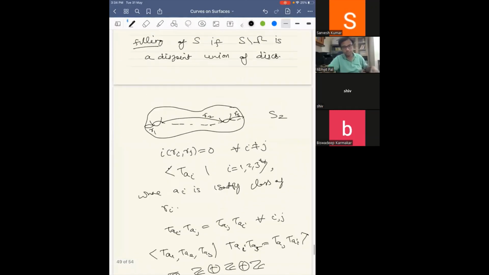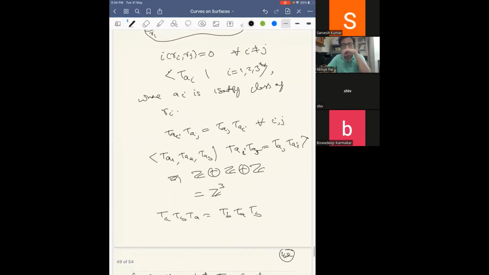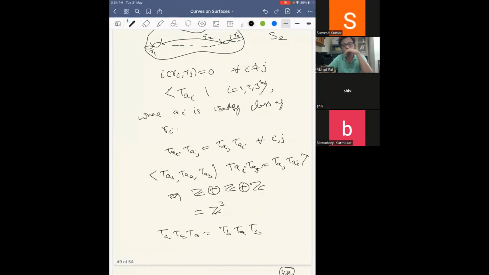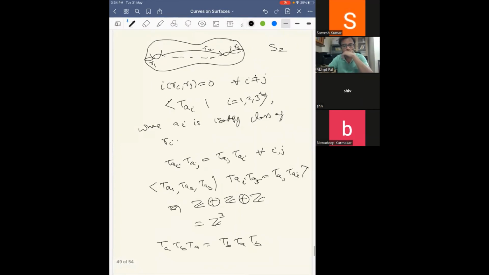From this picture, whatever you have drawn over here, I cannot get another TD, or TB, let's say, for which the geometric intersection number is 0 with the other 3. Yes, that's true. That is why here you are getting the maximum abelian group, which is J3.